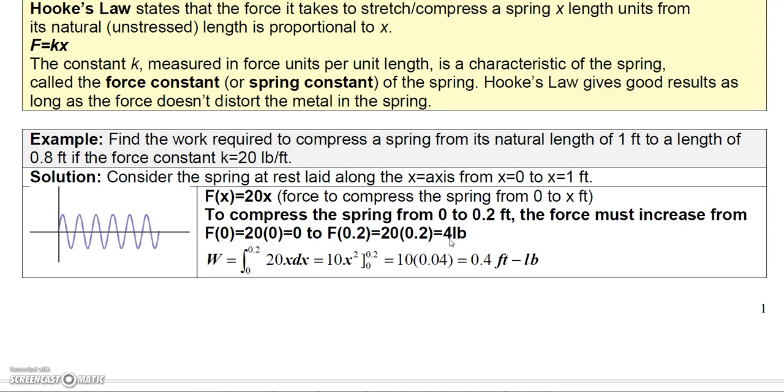of force. Okay, so if we want to find the work done, we just integrate from x equals 0 compression to x equals 0.2 feet compression of the kx, which is the 20x, and then we get 10x squared from 0 to 0.2. And if we evaluate that from 0 to 0.2, we just get 10 times 0.04, which is 0.4 foot-pounds. So the work required there would be 0.4 foot-pounds.